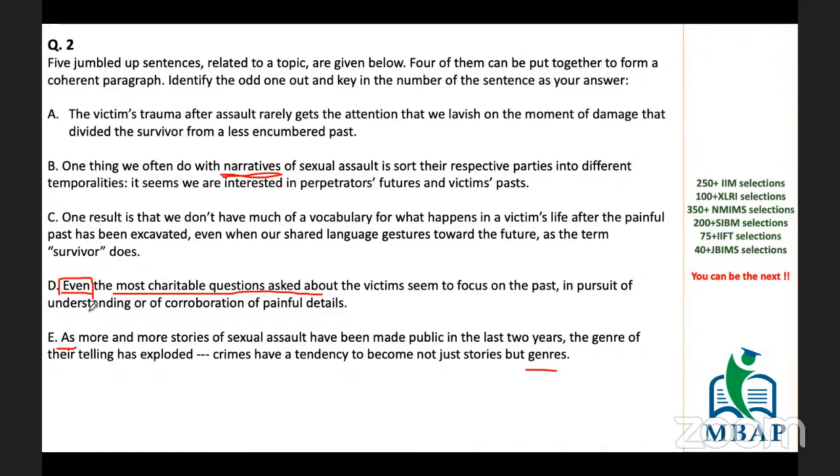So in that case, despite D also fitting in the paragraph, I have to eliminate D because it is making the sentence grammatically incomplete. It somewhere leaves a question mark in the reader's brain about what this "even" is addressing. It means what is it emphasizing? Some similar information related to asking questions should be there, which is not there in the passage. So in this case, I'm going to eliminate D.